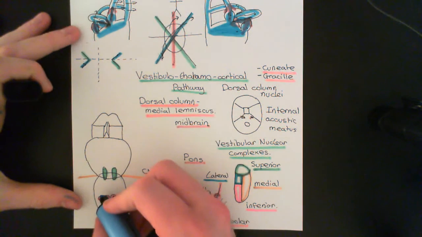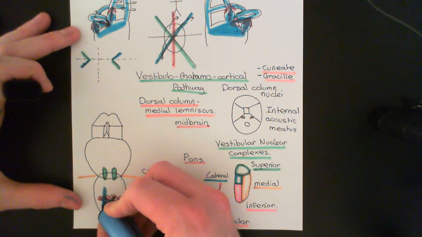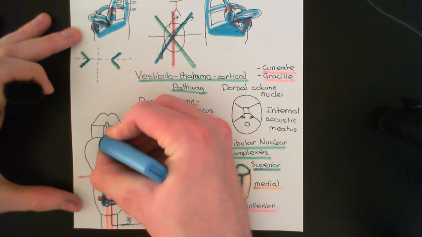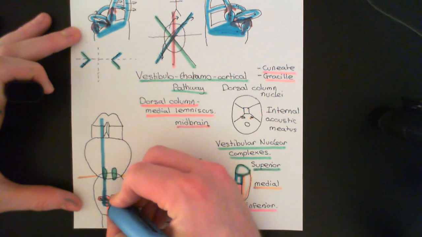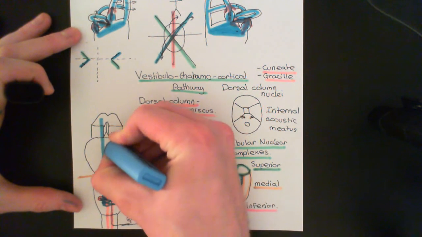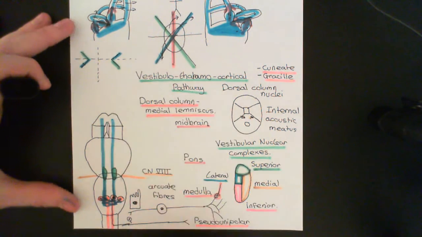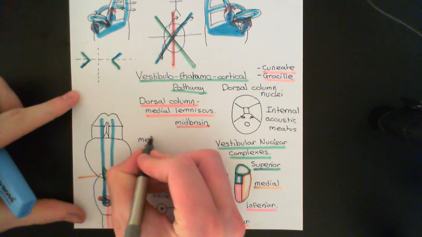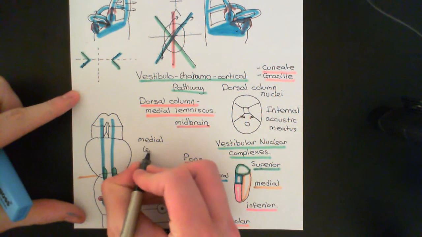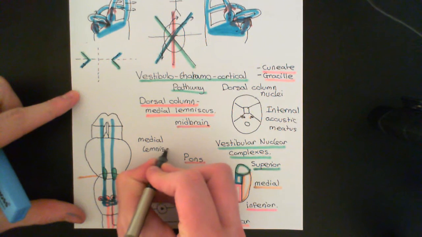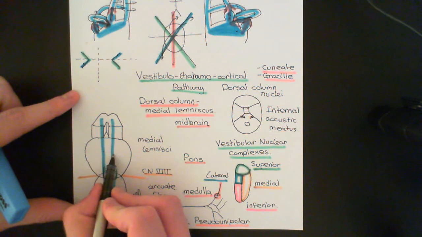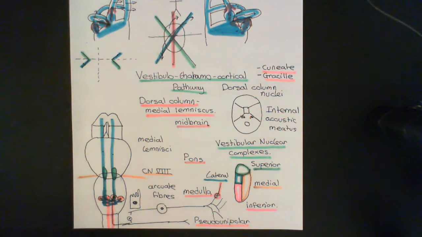They then ascend up in the medial lemniscus, which I will draw here in blue, on the contralateral side. So these structures are the medial lemnisci, if we're doing plural. So in blue there, those are the medial lemnisci. And of course you have a right one and a left one. So this is the right medial lemniscus, this is the left medial lemniscus.